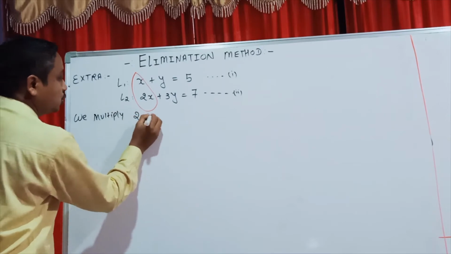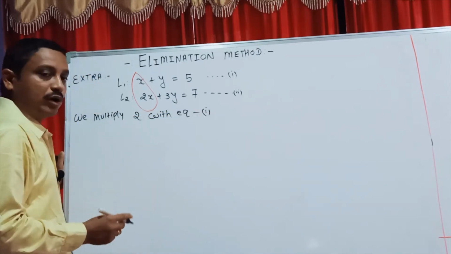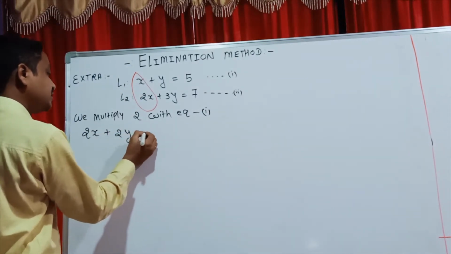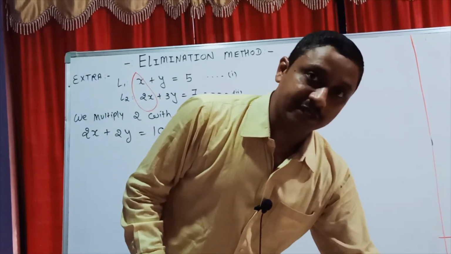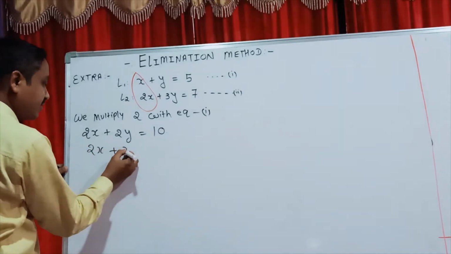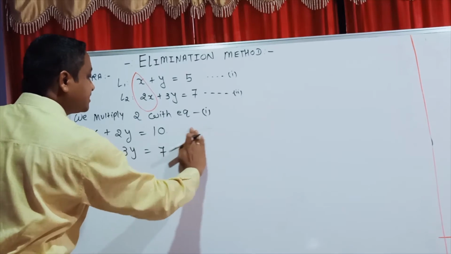We multiply 2 with equation number 1. And here 2 multiply, so 2x plus 2y is equal to 10. Students, you multiply both the sides, always. So the second equation is the same, 2x plus 3y is equal to 7. These are the first and these are the second.